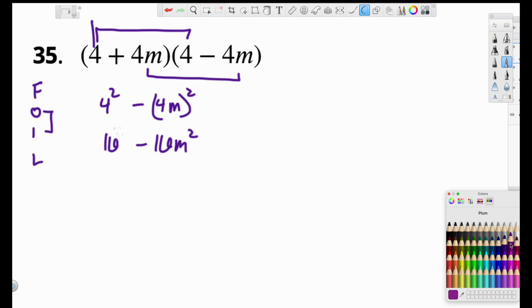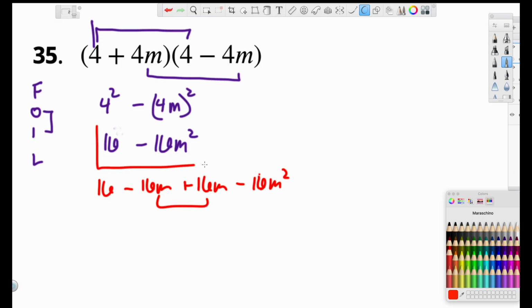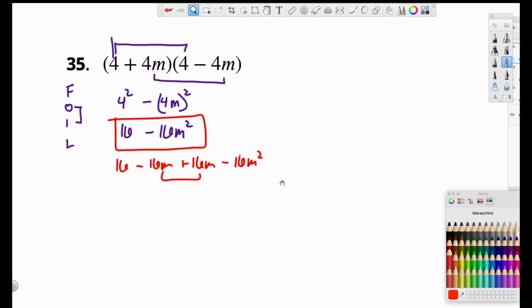Now if you had to FOIL this, first would be 16, outer would be negative 16m, inner 4m times 4 would be positive 16m, and then last would be negative 16m squared. And you see what happens to the two middle terms. They would cancel, leaving us with 16 minus 16m squared. That's our shortcut here when we're dealing with a conjugate pair.